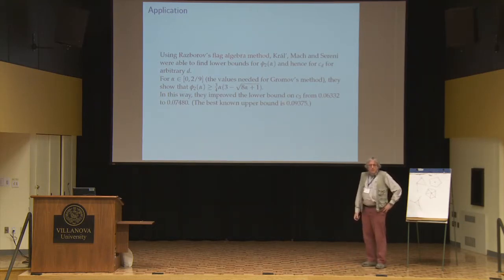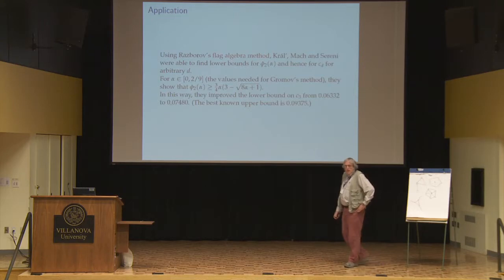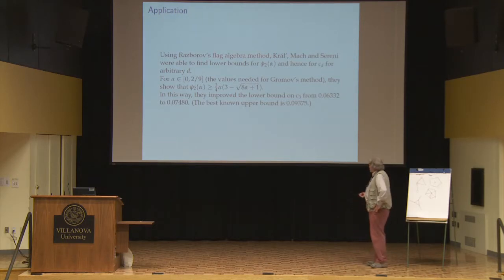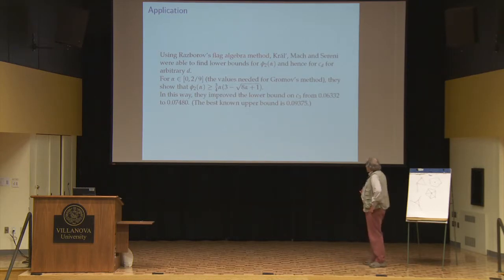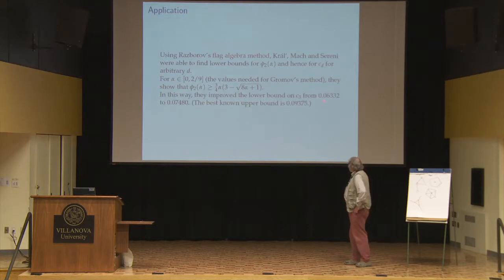It's considerably worse in higher dimensions, and I don't know to what extent anybody has really seriously engaged with finding bounds for phi 3 and phi 4 and so on to do the higher dimensional ones. But this is the current state of play with this constant C3.